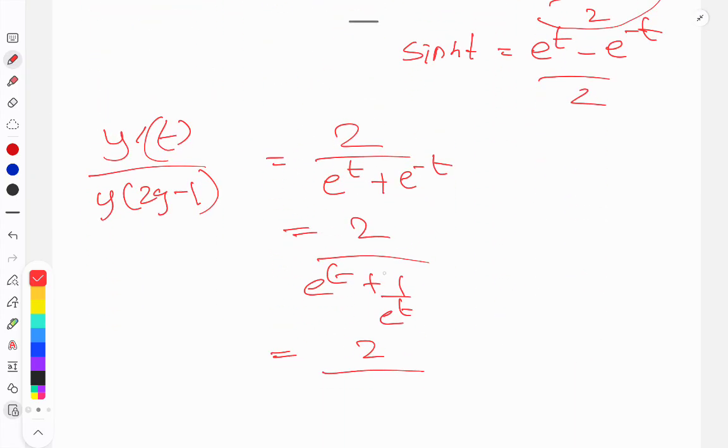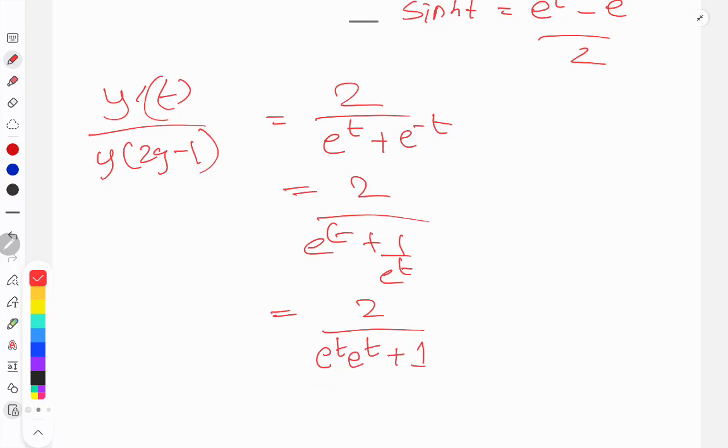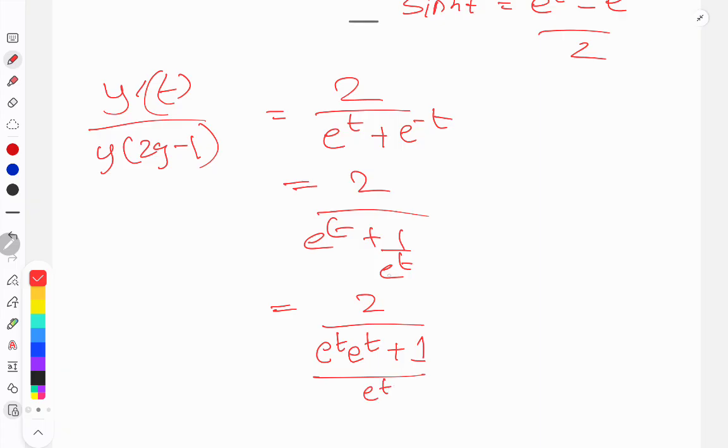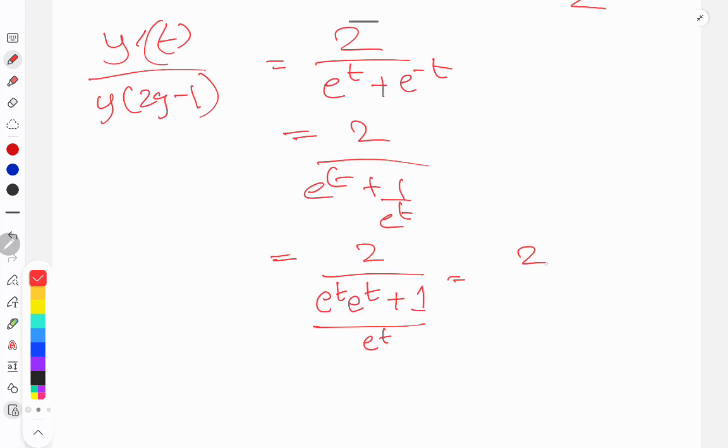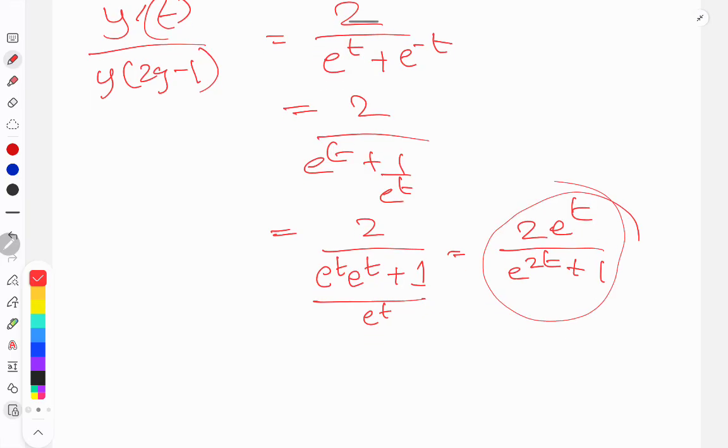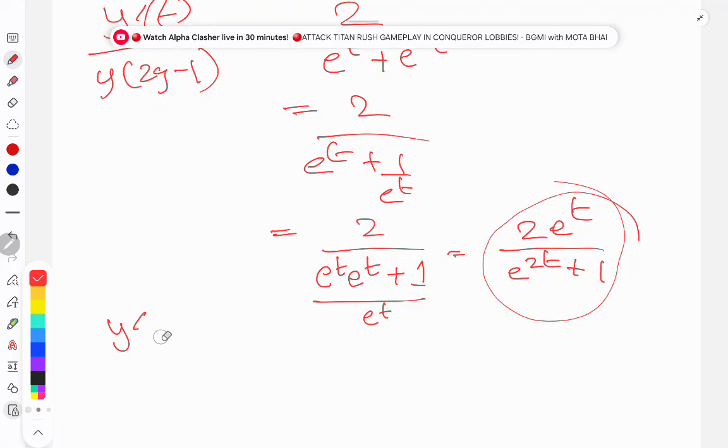Before doing the integration, I want to simplify this one. If you take e of t plus 1 over e of t, this will be e of t multiplied over here plus 1, and the whole divided by e of t. So it's e of 2t plus 1 over e of t. Do you understand? Any doubt over here? And finally, my question becomes very easy right now.